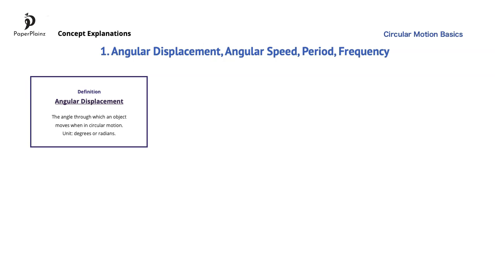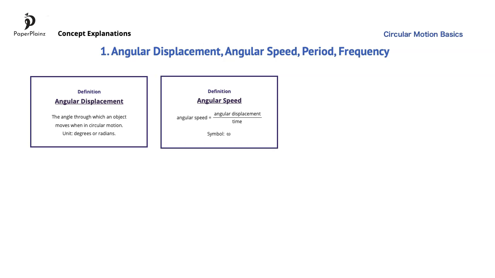Angular speed is best defined by using a formula. It is equal to angular displacement divided by time. Of course, this is the time taken by the object to move through the angular displacement angle. The symbol for angular speed is the lowercase Greek letter omega.